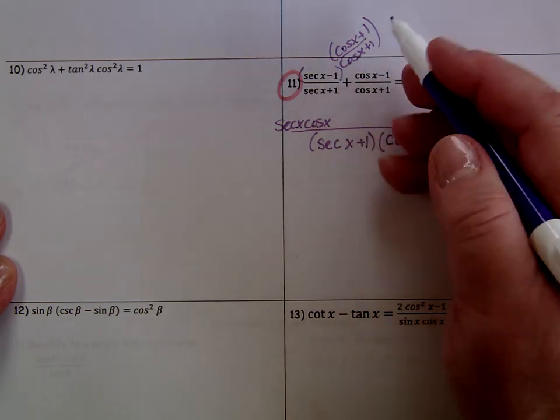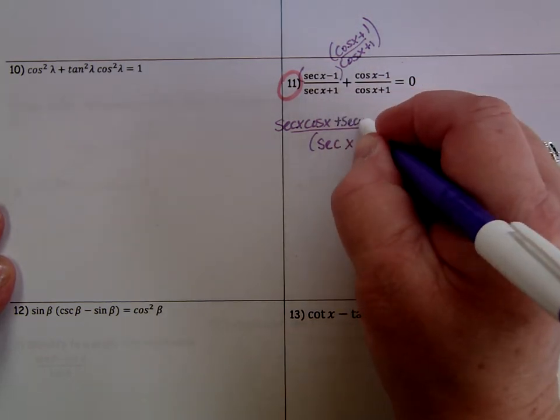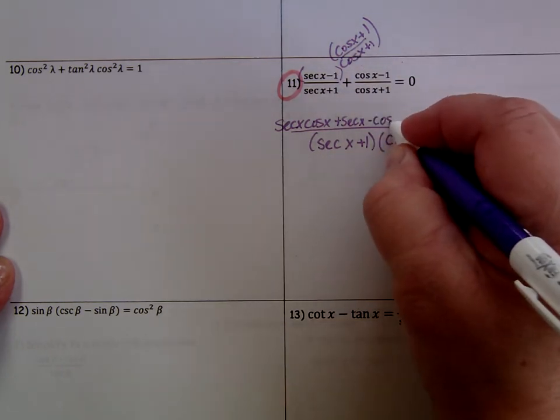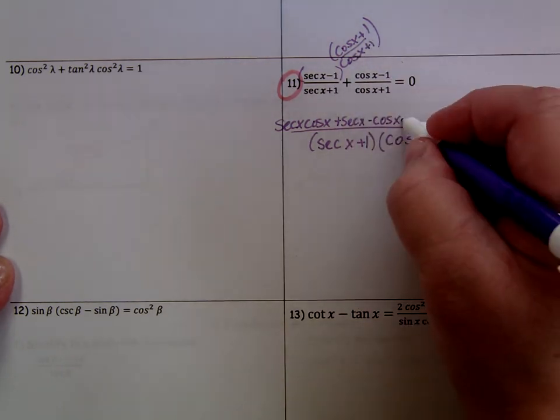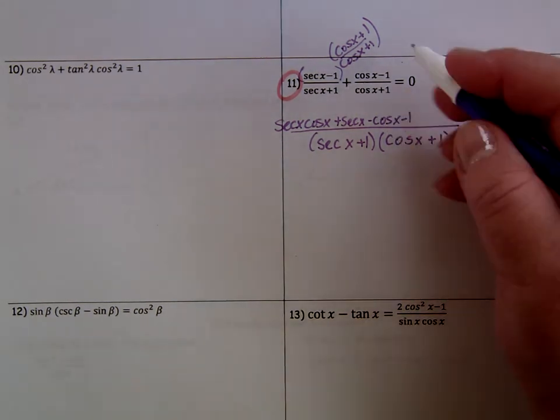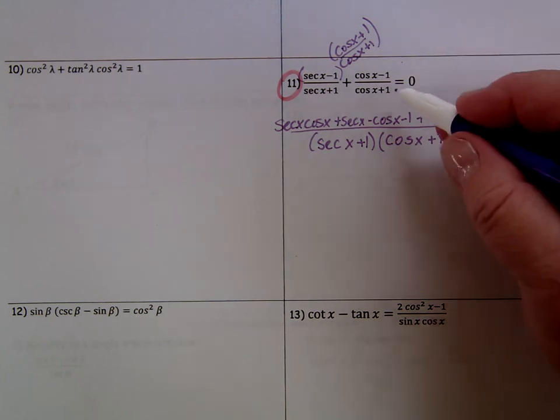Secant times 1 is secant. Negative 1 times cosine is negative cosine. And negative 1 times positive 1 is a negative 1. Then I have a plus sign. And then I'm going to work on the second set.